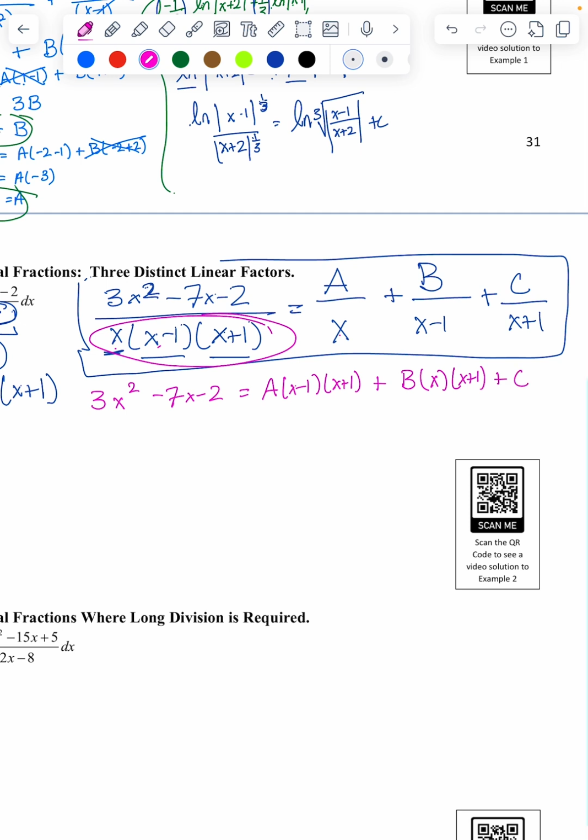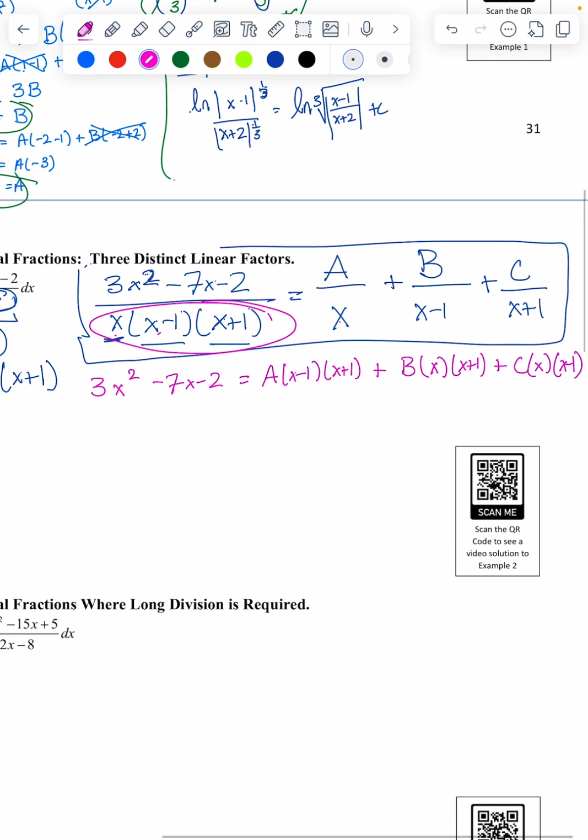And then for c, x plus 1 goes away, but you're left with x and x minus 1. So this is the equation that I'm going to use to help me solve for a, b, and c.